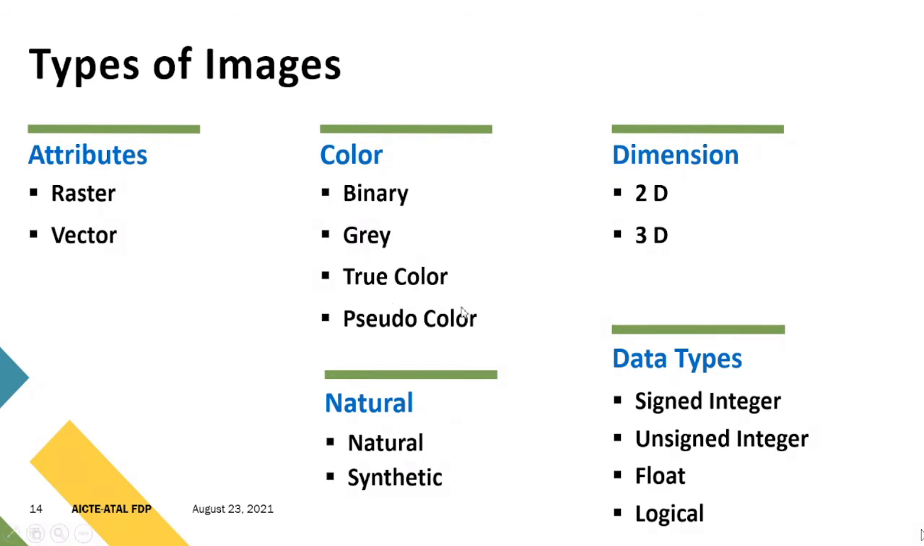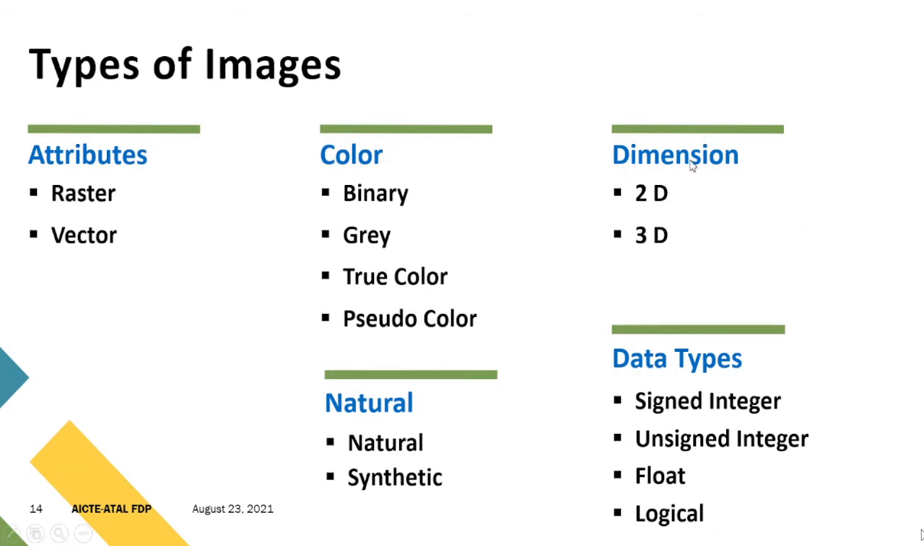Then next is the true color. True color means an image having the prime colors, RGB: red, green, blue. That is the true color image. Pseudo color means you are artificially adding some colors. Sometimes you have seen medical images, where the image remains in gray shades, but a certain portion is highlighted. That means pseudo color. Color is artificially added. That is the pseudo color.